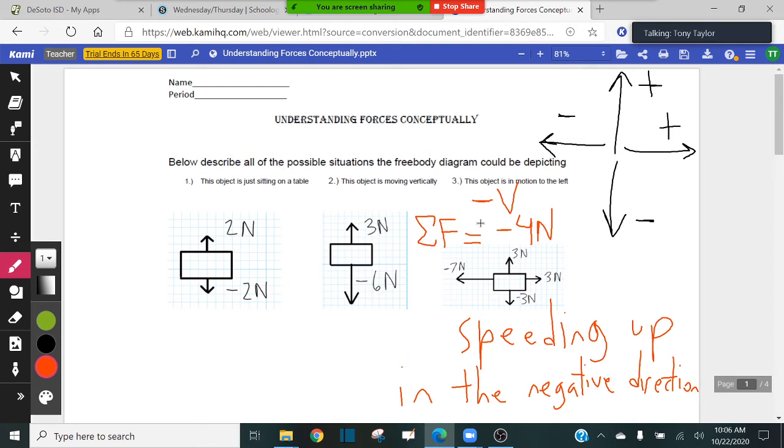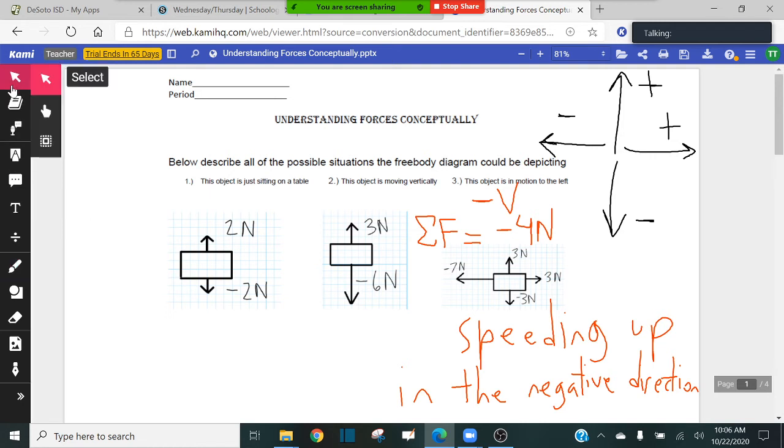Any questions on number three? Y'all got that written down? Whenever I'm grading this, I'm basically going to be looking for what's written in red, because that's your answer. Okay, let's do some more scenarios.